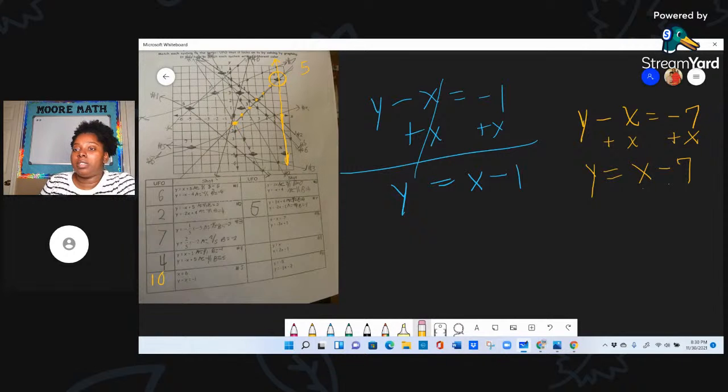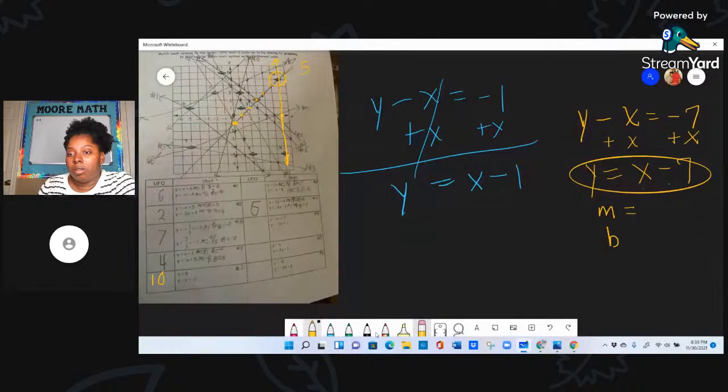Okay. So tell me what the slope is. Undefined. For this one? I mean, negative. You muted again. -7. Okay, which one is M? X.